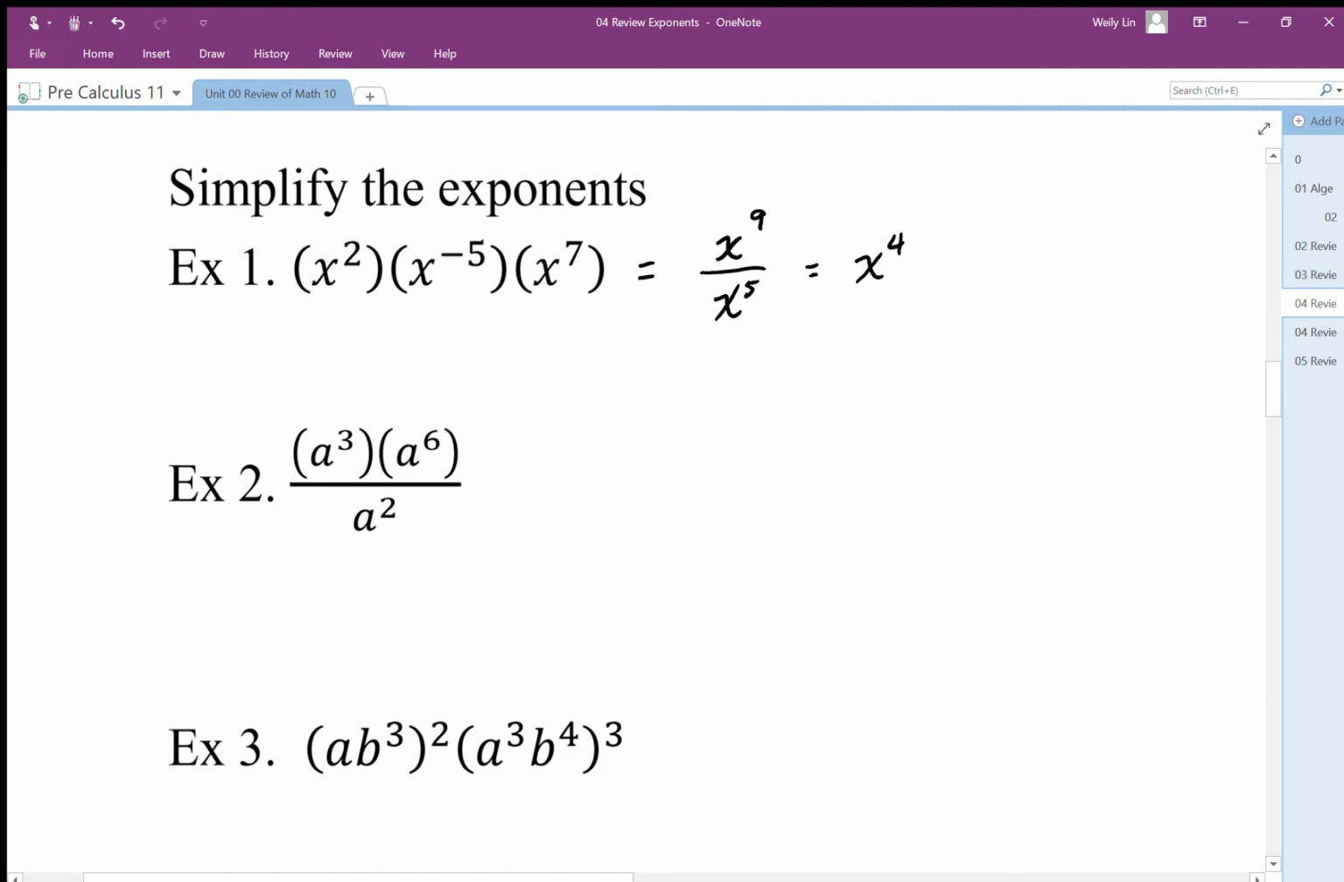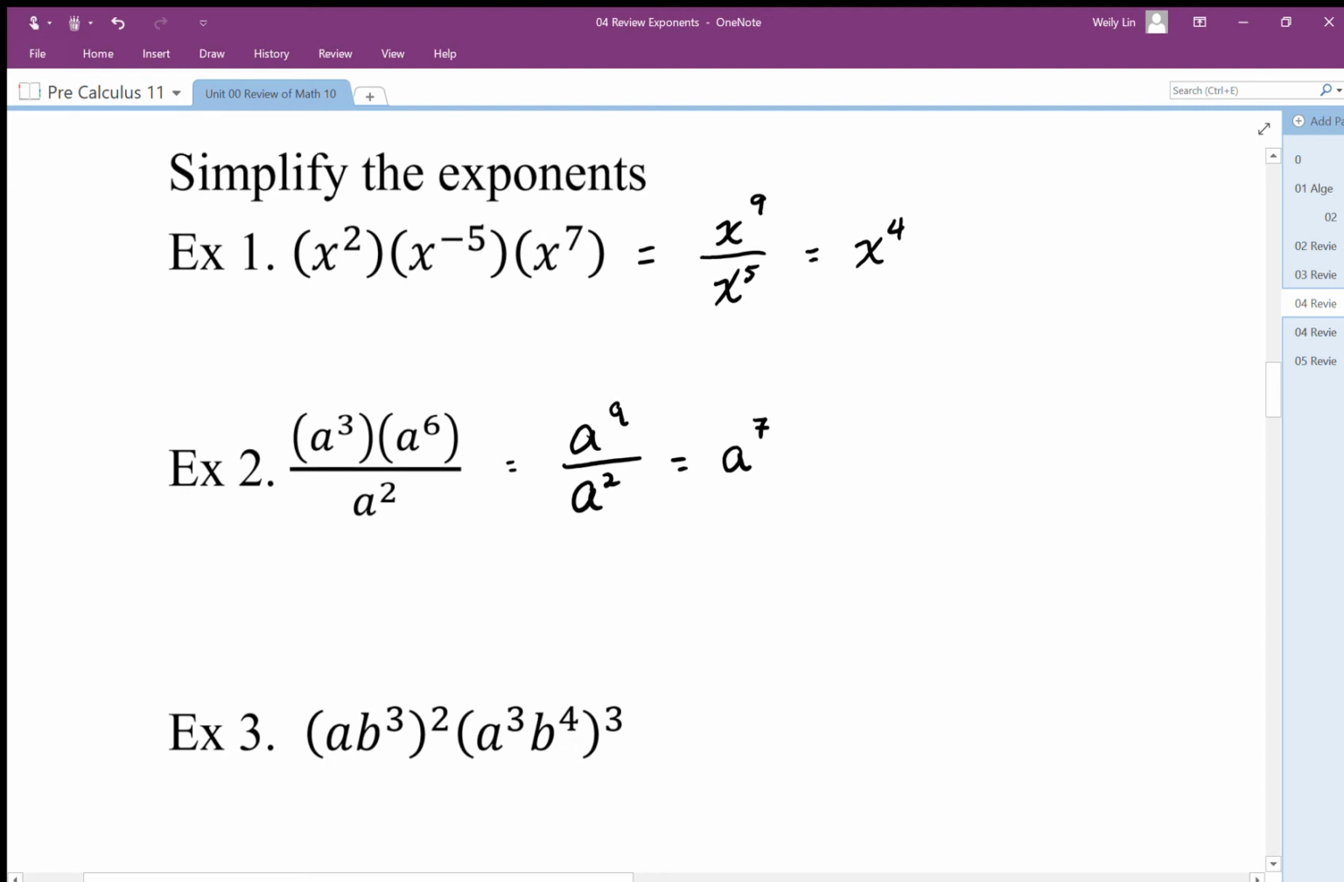So same thing here. We know that we have terms connected by multiplication. The bases are the same, so I'm going to keep that base the same. So it's going to be a to the power 9. Okay, we have a squared in the denominator, meaning we're dividing by a twice. So multiplying by a 9 times, dividing by a twice, means we have multiplying by a 7 times.